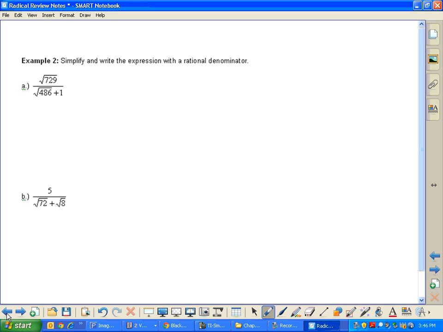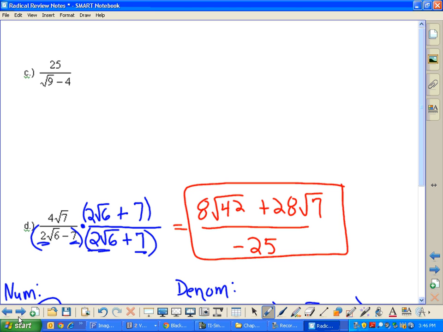But remember, only use this when you have to. For instance, in part C, see that square root of 9 right there? That's just 3. So if it's easy and you can simplify first, do that. So this would be 3 minus 4 because the square root of 9 is just 3. Essentially, I have 25 over negative 1. This simplifies down to negative 25.